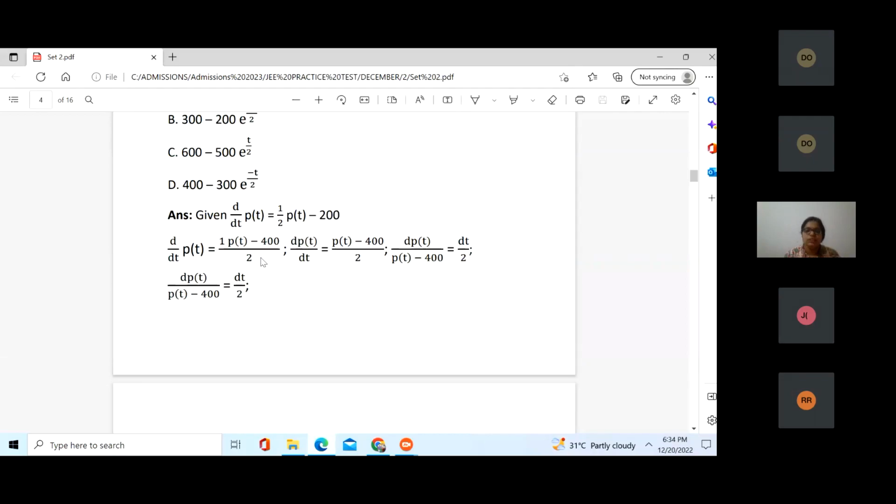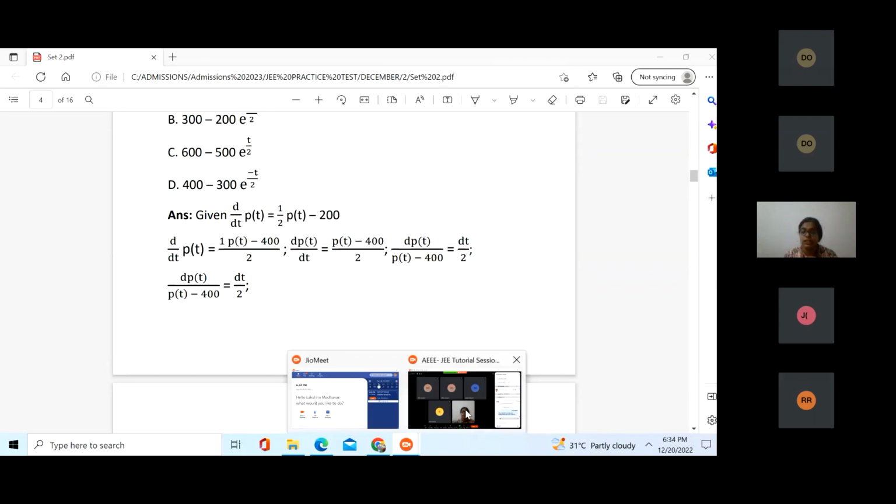Now check what I have written. Here, this p of t minus 400, I can take it to this side, and this dt can go to the other side. So I'm just going to rearrange these terms and write this as dp of t by p of t minus 400 equal to dt by 2. I hope up to this everybody is able to understand.